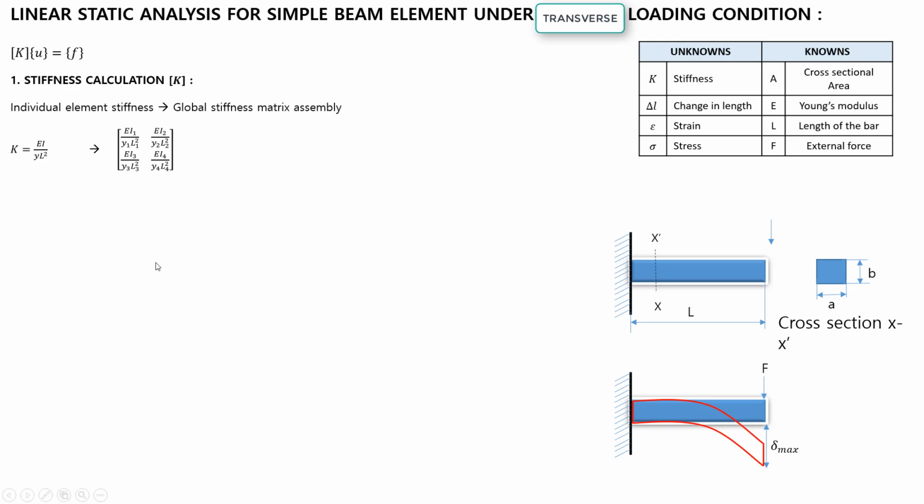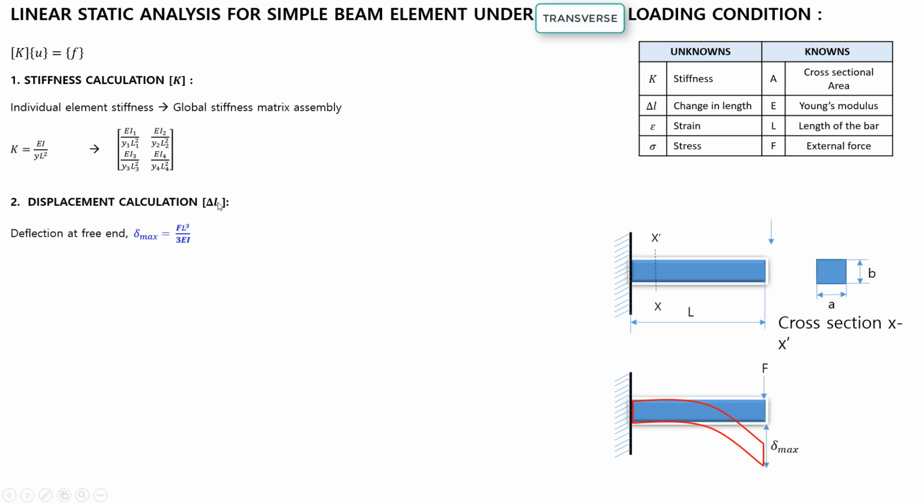Our first step is to calculate the stiffness matrix of the model. As you already know, in FEA we split the field into multiple elements to find the solution. So we consider this structure to be divided into multiple elements, and then we calculate the individual stiffness matrix for each element and combine them into the global stiffness matrix to find the global stiffness value.